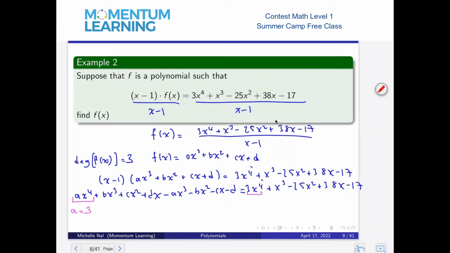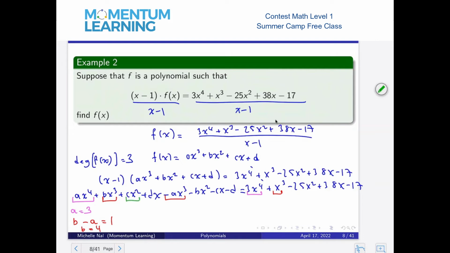So then we'll move on to the x cubed. So we have bx cubed, negative ax cubed, and then just 1x cubed here. Remember, I just found that a is 3, right? So we know that b minus a is equal to 1. Remember, a was 3, therefore b is 4. Now we are done with x cubed, and we already found b.